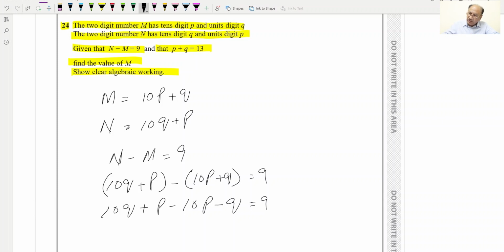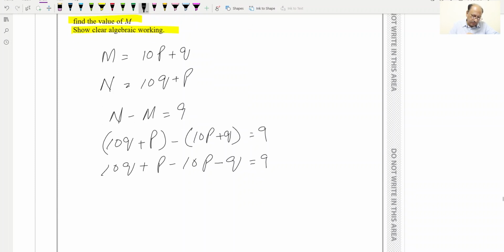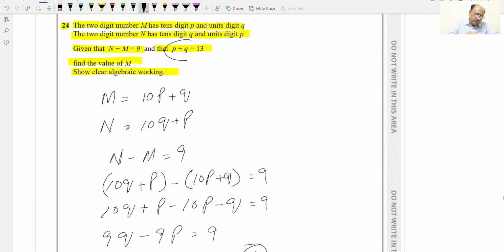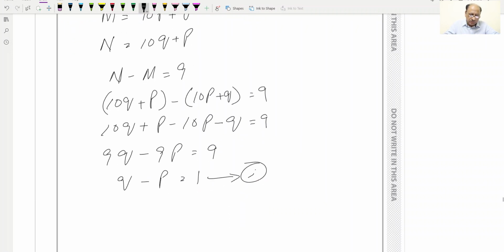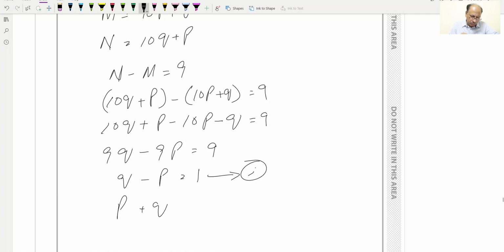Now we can add the like terms, so it will be 9Q minus 9P is equal to 9, or we can write Q minus P is equal to 1. Q minus P is equal to 1, and this will be our first equation. And the second equation, we will utilize this one: P plus Q is equal to 13. I will write Q plus P because of the sequence of the first equation, is equal to 13, and this one is our second equation.